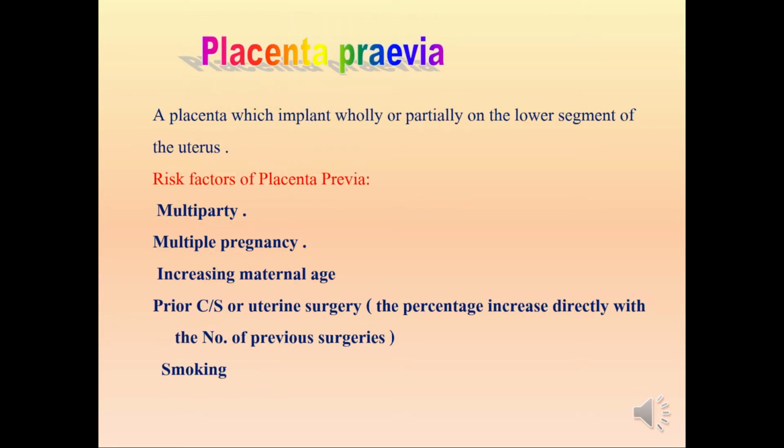Now we will talk about placenta previa. A placenta which implants wholly or partially on the lower segment of the uterus. Risk factors of placenta previa: multiparity, multiple pregnancy, increasing maternal age, prior cesarean section or uterine surgery, smoking.